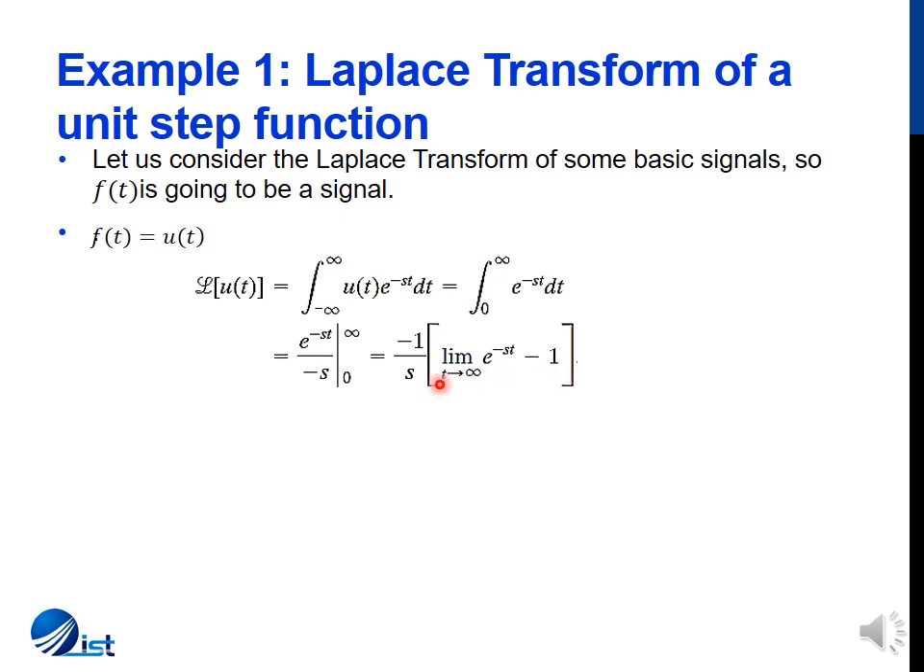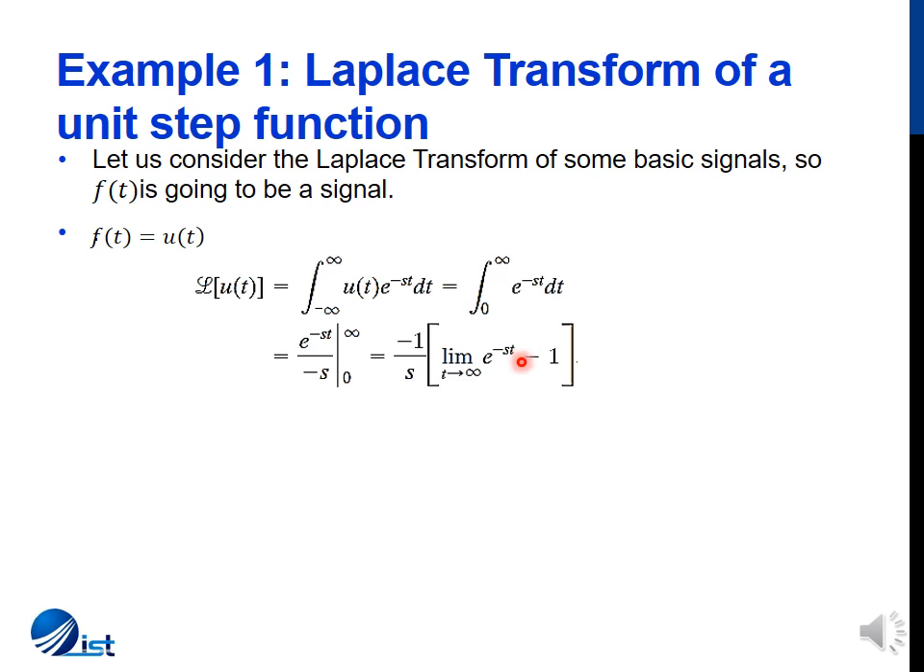Now, if you look at the result carefully, you will see that e raised to the power minus st represents a decaying exponential or a rising exponential depending upon the value of s. So when does e raised to the power minus st represent a decaying exponential? Right, it is when the value of s is positive, so the exponential has a negative power.